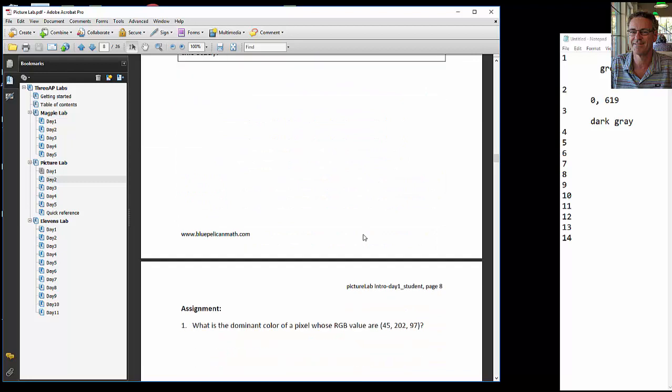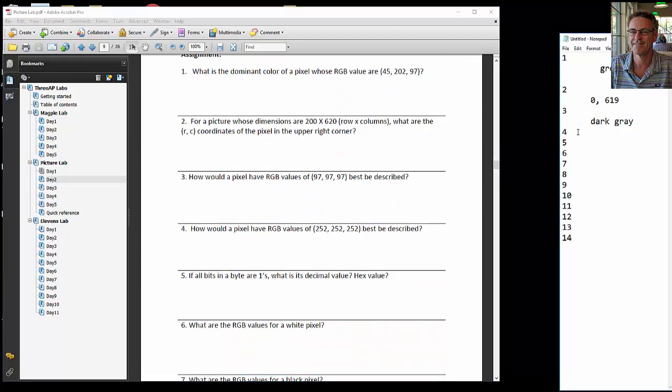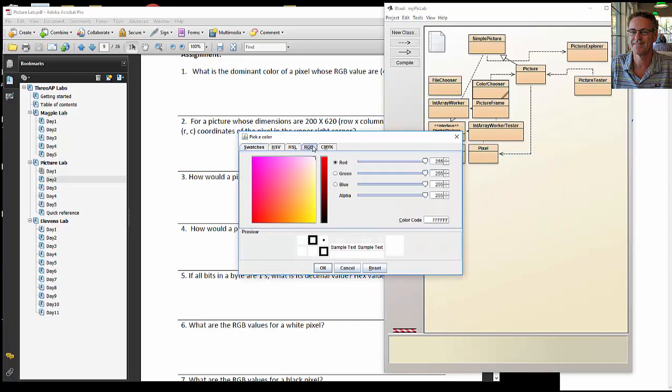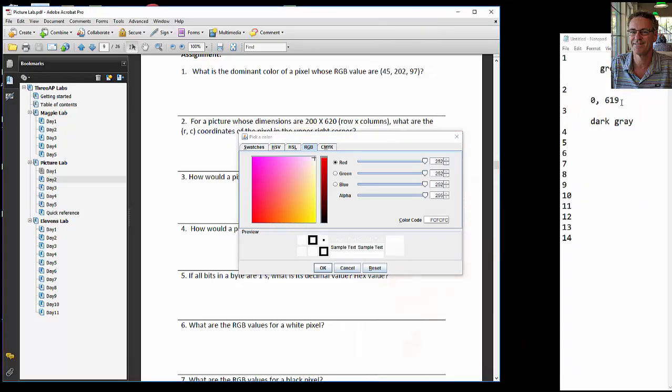Okay. Number 4. If it's all 252s, that's extremely, extremely white, right? If you didn't know, you could run the Color Chooser and make everything in the RGB tab 252. Take a look at it. That is super light gray. It's almost white. It's like a dark white. If that's such a color, I don't know. Okay, so I'll just say very light gray.